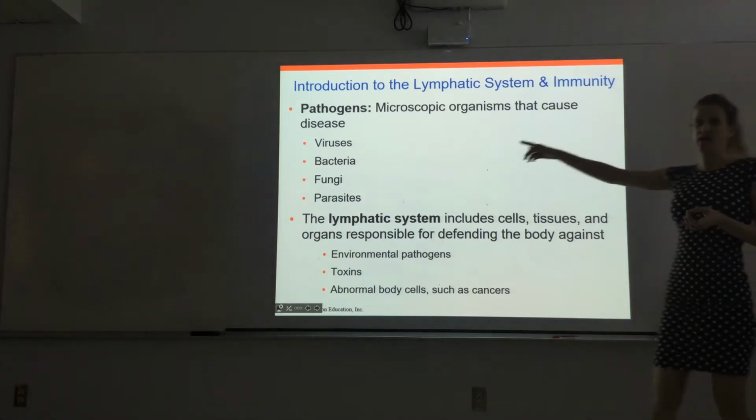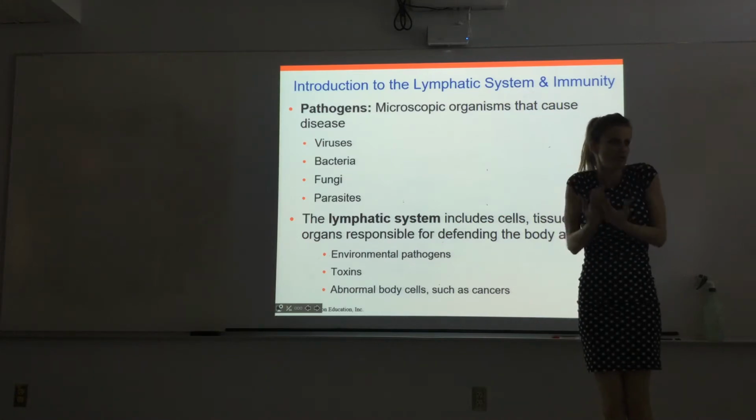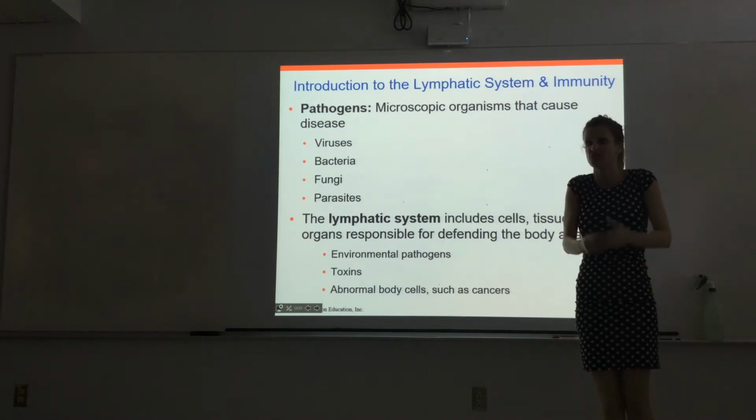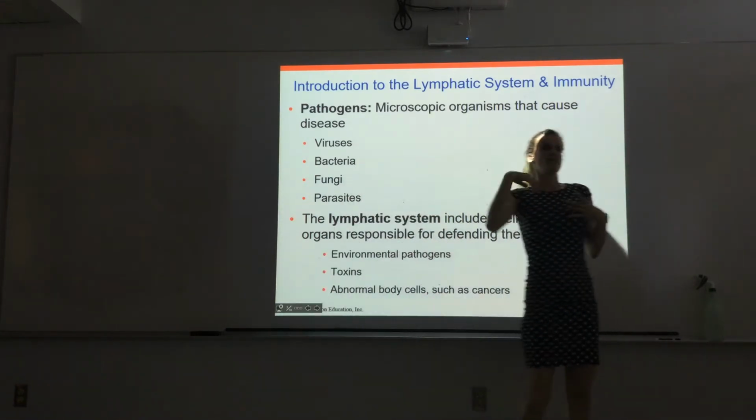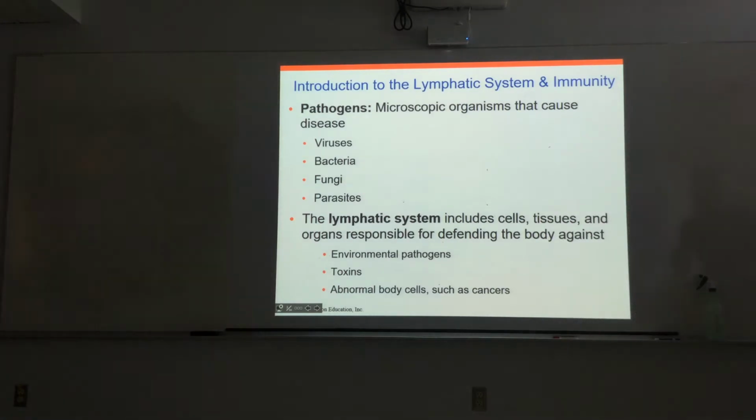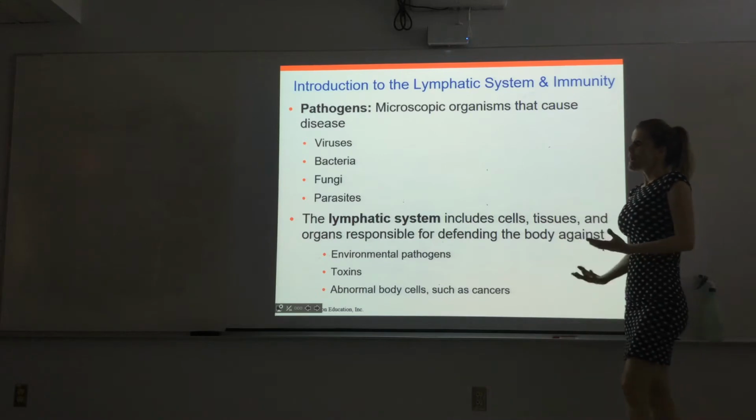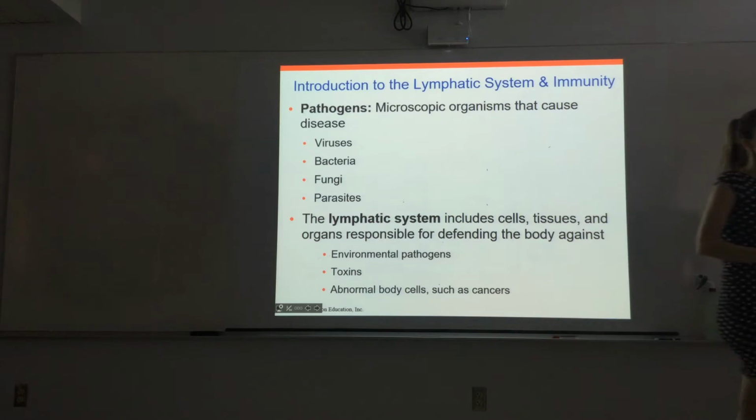It could be something like a virus, which is extremely simple in the fact that it doesn't even have its own cellular machinery. It uses your cellular machinery. It's essentially just a bunch of genetic material. This could be bacteria, this could be fungus, this could be parasites, anything that gets in your body and has the ability to cause disease in some way, we could classify as a pathogen. When we talk about pathogens, we talk about the way that we try and avoid them and kill them and defend against them. And we do that with our lymphatic system and then different components of immunity.